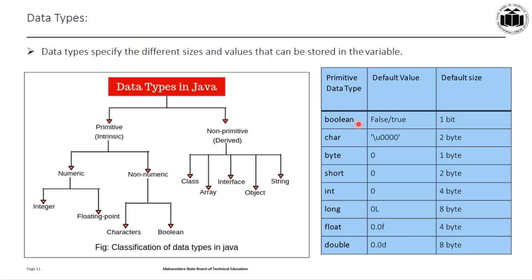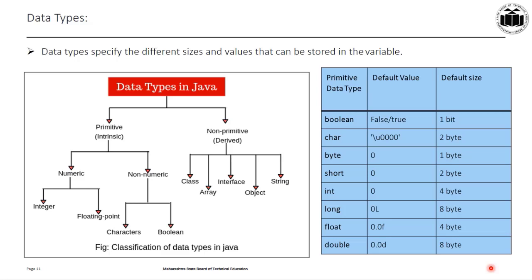So first is the boolean. We have default value either false or true, and the default size is 1 bit. Next one is the character. Default value is 0 and default size is 2 byte. Next is the byte primitive data type. For this, default value is 0 and default size is 1 byte. For short data type, the default value is 0 and default size is 2 byte. For integer, default value is 0, default size is 4 byte.